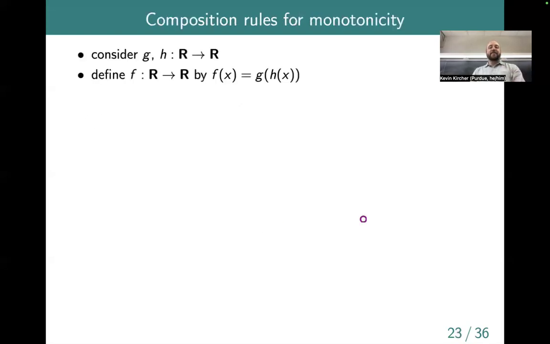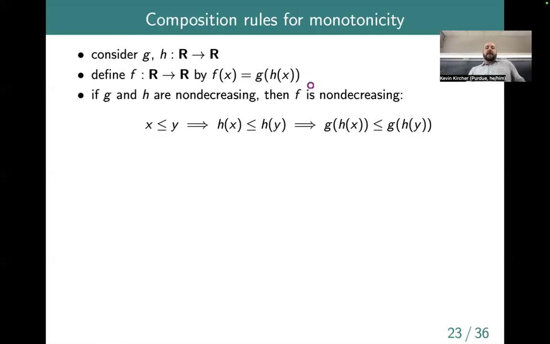Okay. There are also composition rules for monotonicity that end up being pretty useful when you're trying to build complicated convex functions out of simple atomic functions. So if we have two functions, g and h, that are both scalar valued functions of scalars, and take f to be the composition, g of h of x, we get basically 4 cases, depending on the monotonicity of g and h. So if g and h are both non-decreasing, then f is again non-decreasing, and everything is cool.